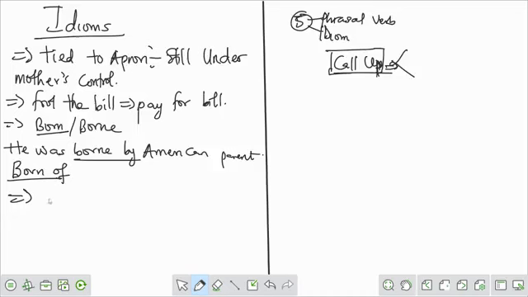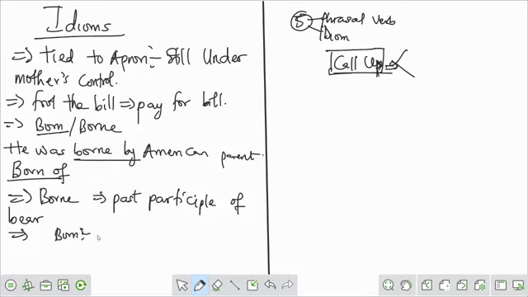So let me still tell you more on born. Born is like a past participle of be. Past participle of be. Another thing is borne. It deals with giving birth.